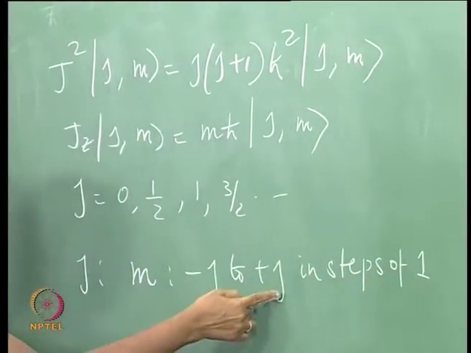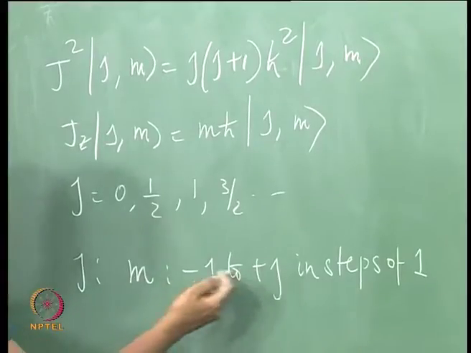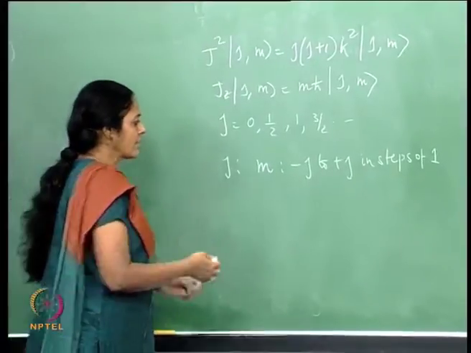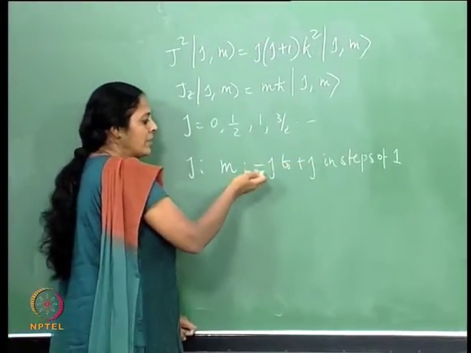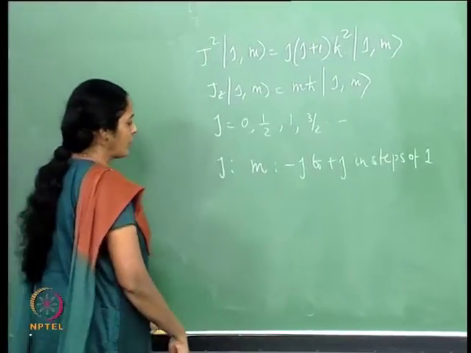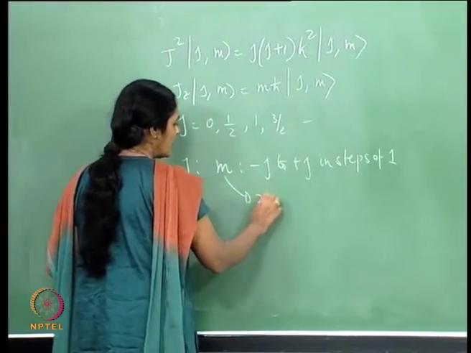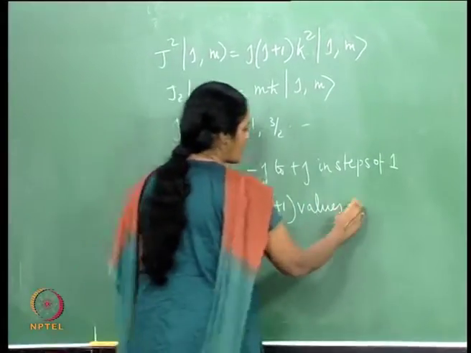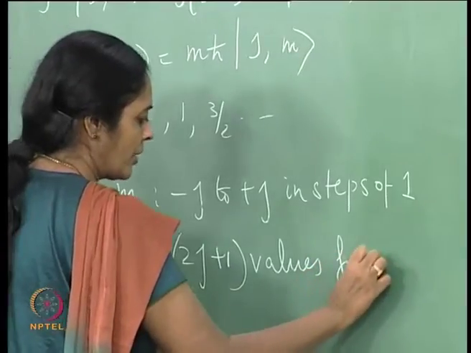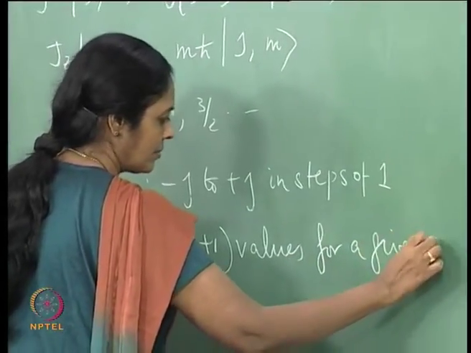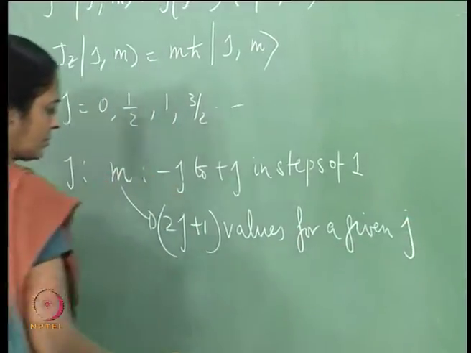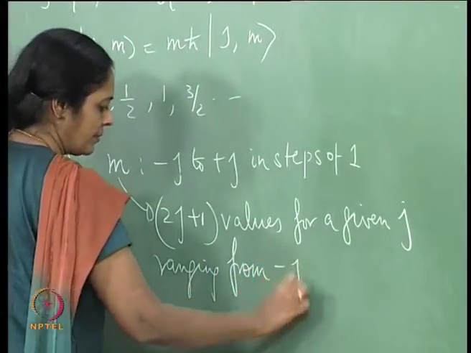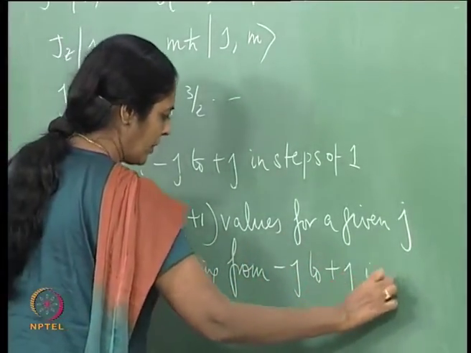You will recall that this was m plus and that was m minus, the upper and lower bounds on m. And every time j minus acted on a state, it reduced the value of m by 1. If j plus acted on the state, it increased the value by 1. And therefore, m takes 2j plus 1 values over the range minus j to plus j for a given j, ranging from minus j to plus j in steps of 1.